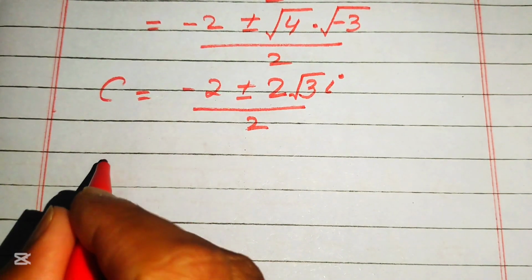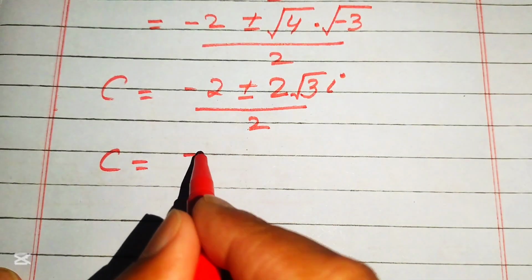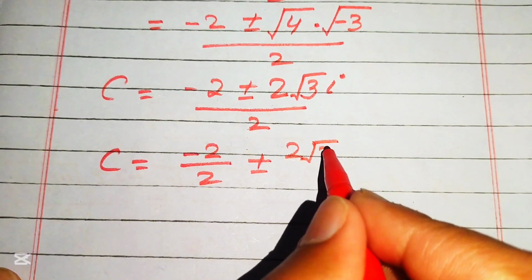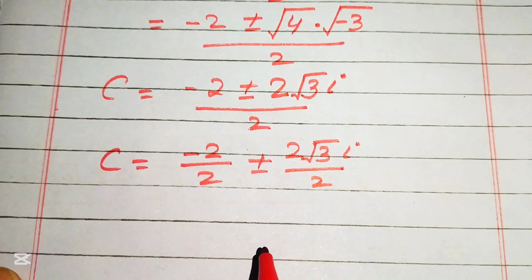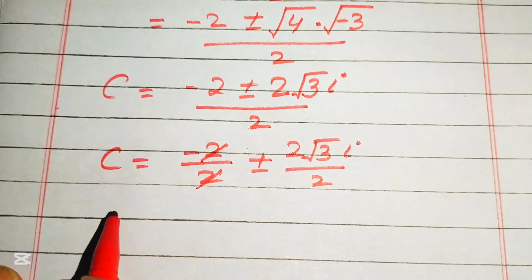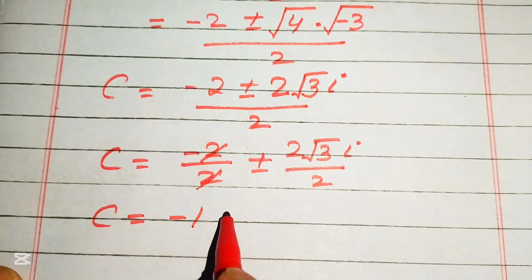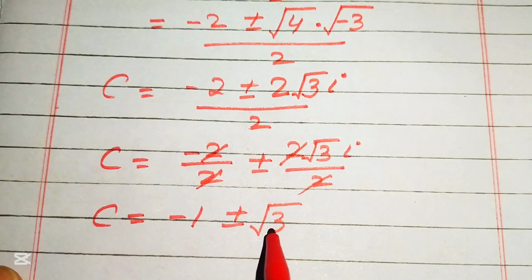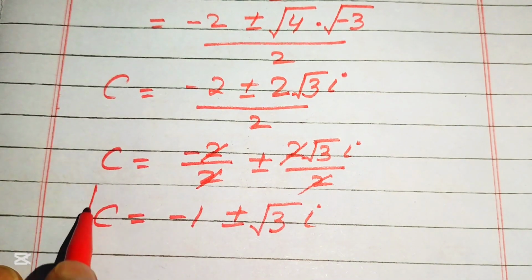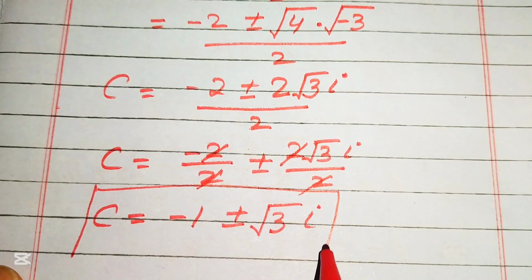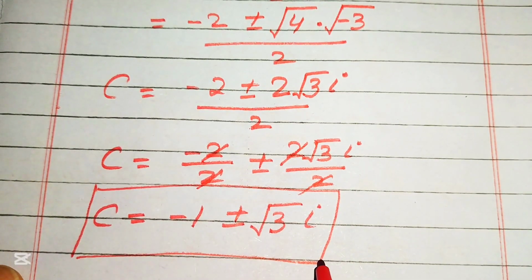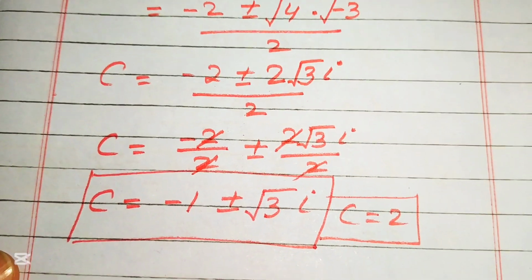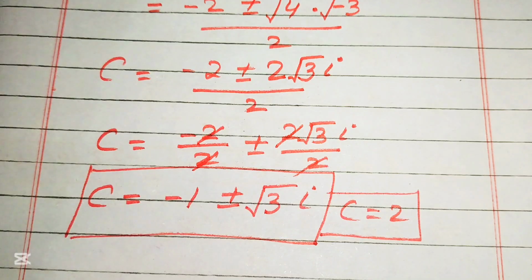In the next step we break this fraction, and we write it as −2 divided by 2 ± 2 times √3 iota divided by 2. So this 2 is cancelled out by this 2, and we get c = −1 ± the 2 cancelled out by this 2, giving √3 iota. So these are the two complex values of c, and we have only one real value of c, which is 2. So these are the three roots of the given equation, and this is the final answer.